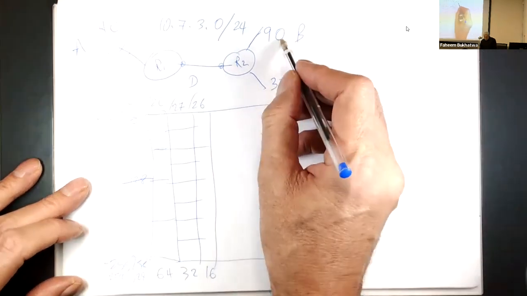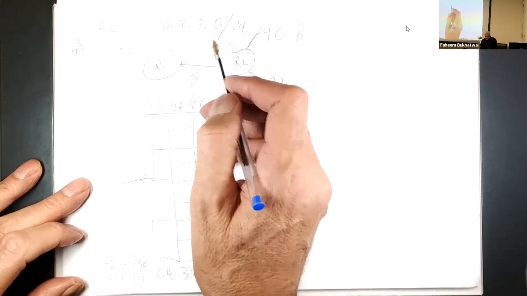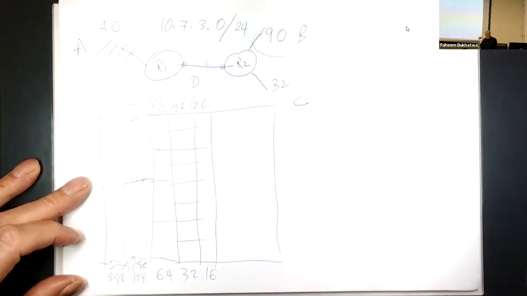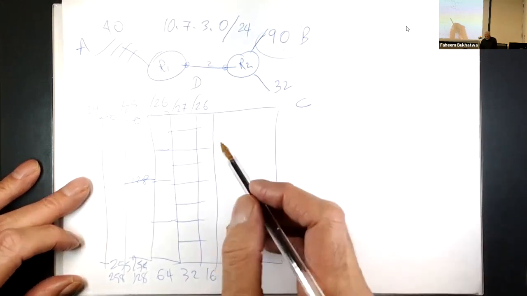Now, we have 90, 32, 40, and 2. So we start with the largest, 90. Okay, what's the next? What's the size network we can allocate for 90?